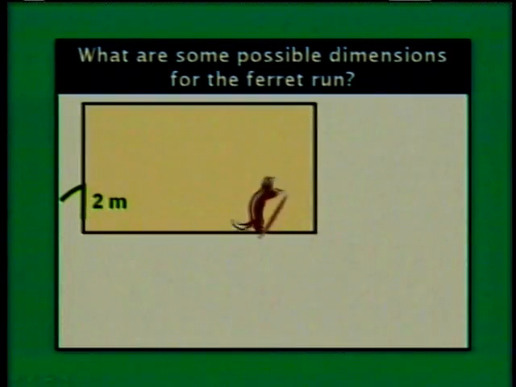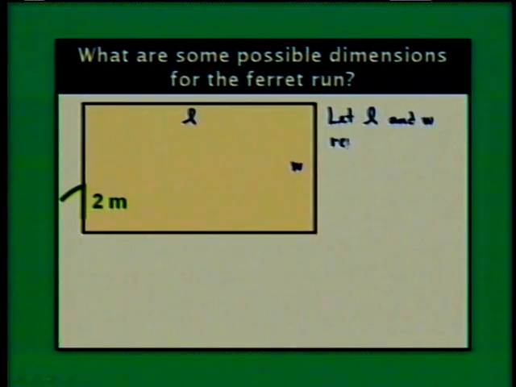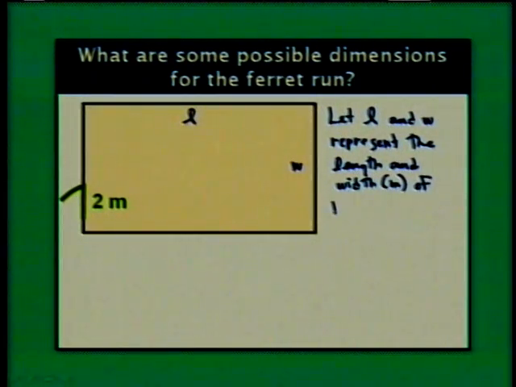So let's start by writing our model. What I need here is to think about the perimeter of the ferret run. So when I think about perimeter, I need to think about the length and the width of the rectangular ferret run. So I'm going to let L and W represent the length and width, both measured in meters, of the ferret run.